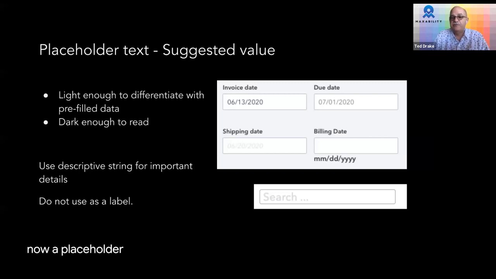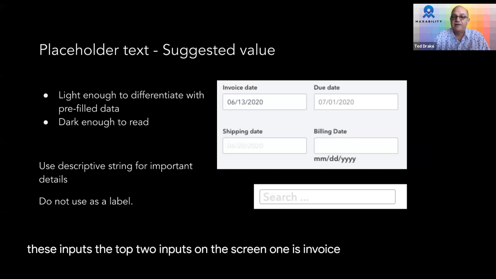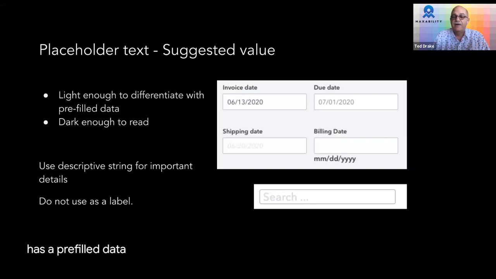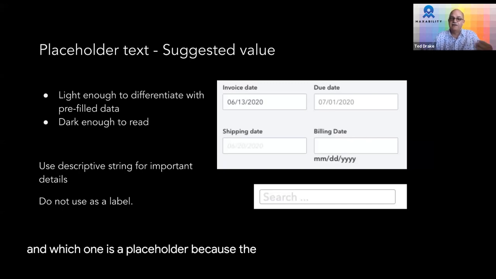Now, a placeholder should be 4.5 to 1. But when you have a lot of these inputs, the top two inputs on the screen, one is invoice date and it has pre-filled data. The next one is due date and it has a placeholder. But if you're quickly looking at this, it's hard to tell which one's pre-filled data and which one is a placeholder, because the color difference between the data and the placeholder is not that significant.